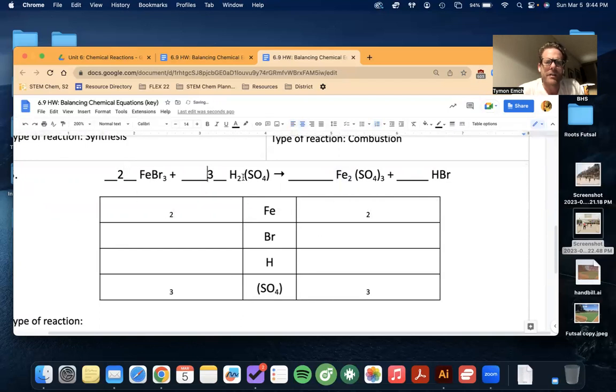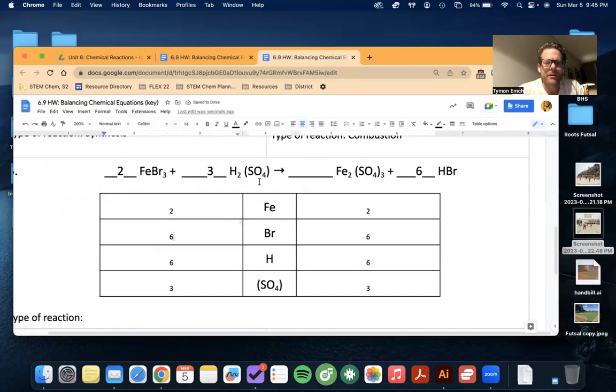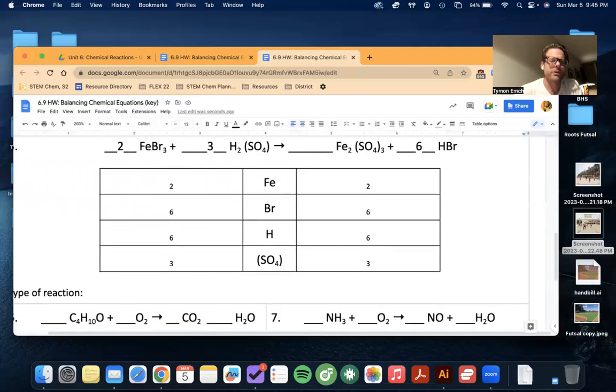My hydrogen, I have 3 times 2. I have 6 on this side. So that means I'm going to have to put a 6 on this side to get up to 6 hydrogens. And let's just hope my BRs already match up. 6 BRs on this side, cool. And 2 times 3, 6 BRs on this side, awesome. And what's happening here is the BR is being exchanged for the SO4. So it's going to be a double replacement reaction.